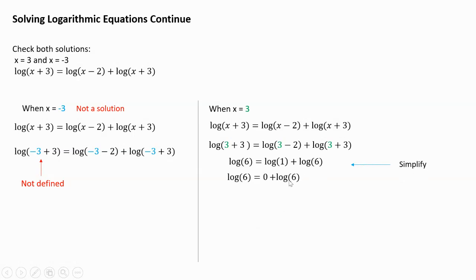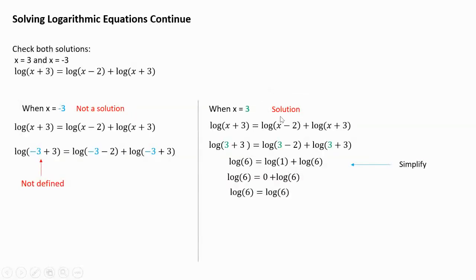So let's simplify. Log of 1 is going to give us 0. And you put that in the calculator, right? Because it's base 10, you can actually put it there. So this will give us log of 6 equals log of 6, so I know this is correct. That's my solution. Let me go back. My solution will be x equals 3.